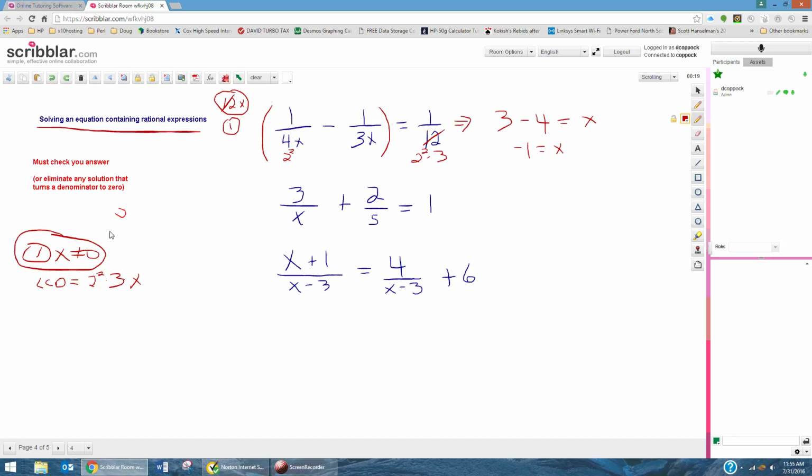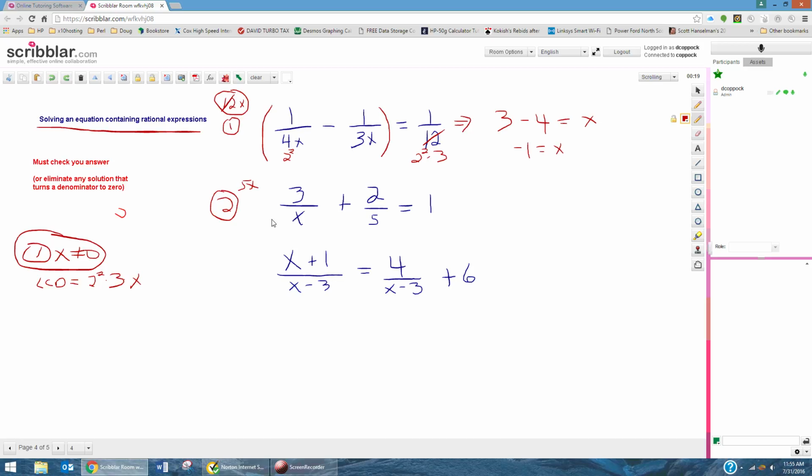Okay. For problem number 2, same thing. X cannot be 0, so if I happen to get an answer of 0, I'm not going to accept it, I'll reject it. What's the LCD? Well, it's 5x. So I'm going to multiply 5x times every term on both sides of the equation.